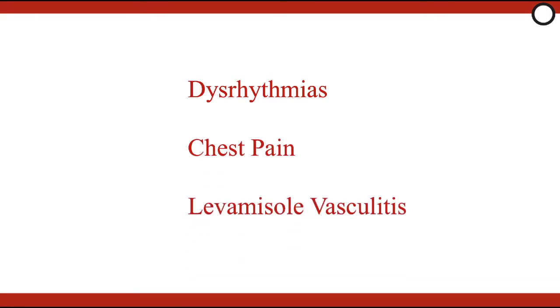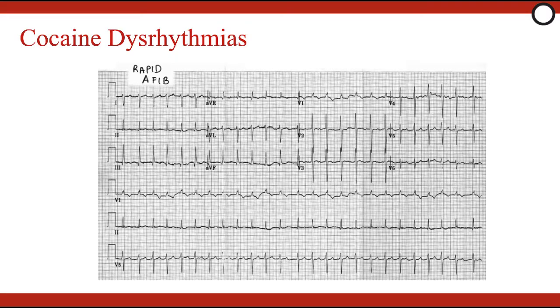The second will be cocaine chest pain, and the third will be levamisole-induced vasculitis. Okay, first, cocaine dysrhythmias. Cocaine can cause a variety of dysrhythmias, most commonly sinus tachycardia or atrial fibrillation.